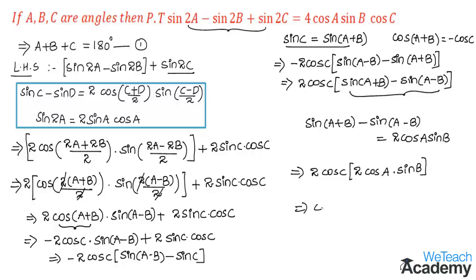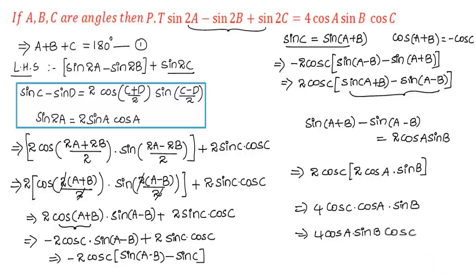And now let us multiply. So here 2 into 2 becomes 4, and then we get cos c into cos a into sine b. So now let us rewrite in order. So here we get 4 cos a, then the next angle is b, so we get sine b into cos c, which is nothing but the value on the RHS. So hence we prove that the value of sine 2a minus sine 2b plus sine 2c is equal to 4 cos a sine b cos c.